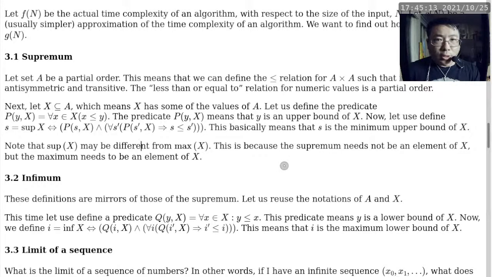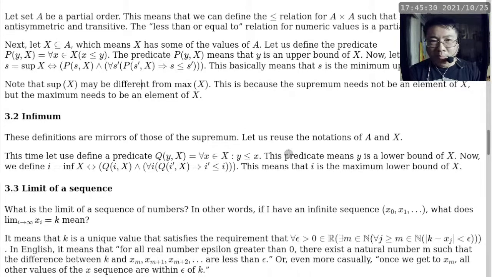All right, I'm just looking at the time here. We've got about 4 minutes. So infimum is the opposite. In other words, just look at it as minimum. So now we have maximum and we have minimum.